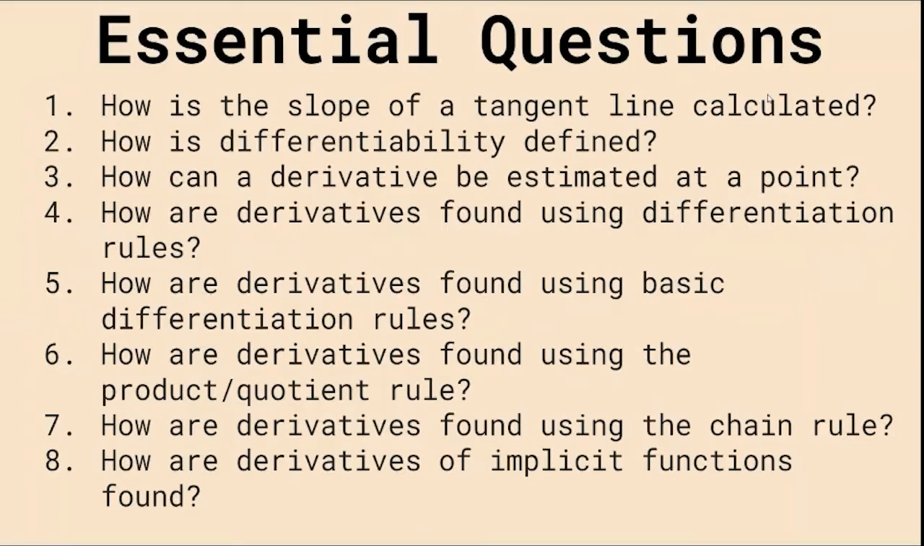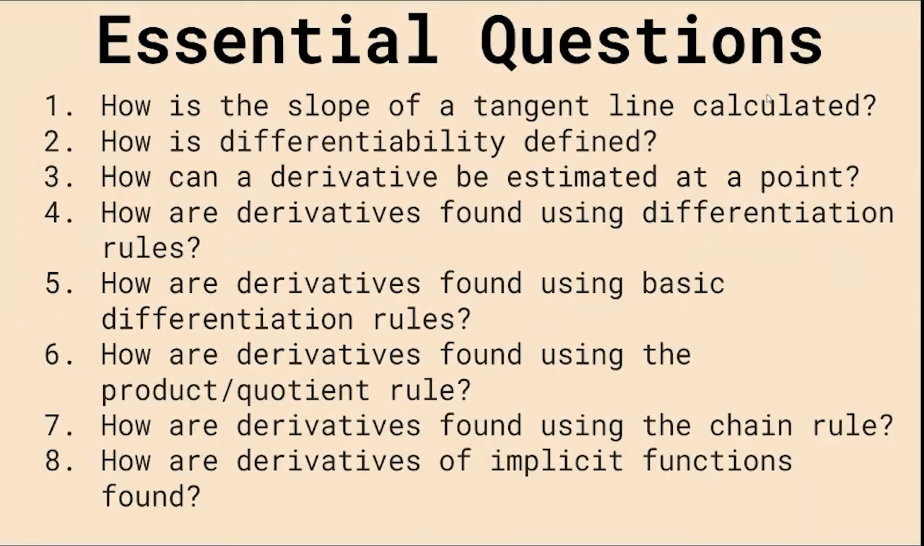How is differentiability defined? It has to be continuous at that point, and the derivative has to agree on both sides of that point. That's how it's defined. How can a derivative be estimated at a point? Finding the slope of points that are around it. It's so lame because it just never would happen in real life, but that's how it would be estimated.